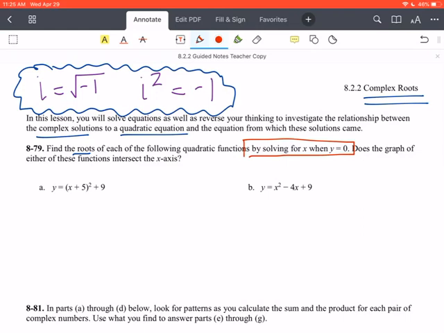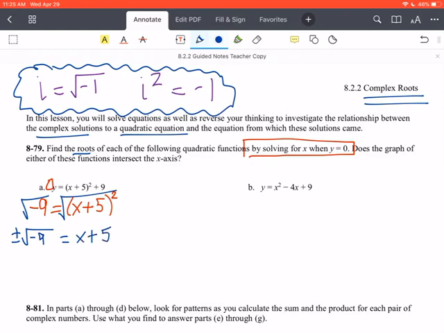When I replace y with 0, I know I'm going to solve by undoing because this is in graphing form. So I'm going to subtract 9 from each side. 0 minus 9 is -9. So I have -9 equals (x plus 5) quantity squared. To undo the square, we square root both sides, and we know that when we're solving an equation, we have to consider the plus or minus case. So we have plus or minus the square root of -9 equals x plus 5.